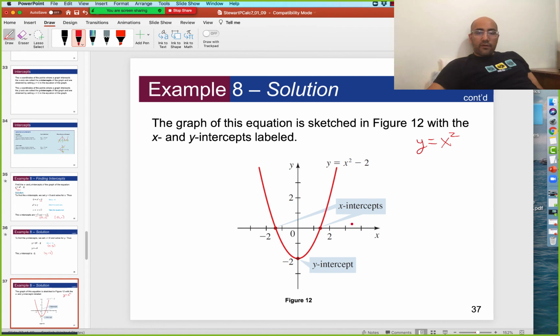Okay, and so we have our 2 x-intercept points and our y-intercept point. The y-intercept we said was 0 comma negative 2. And the 2 x-intercepts are positive root 2 comma 0 and negative root 2 comma 0.